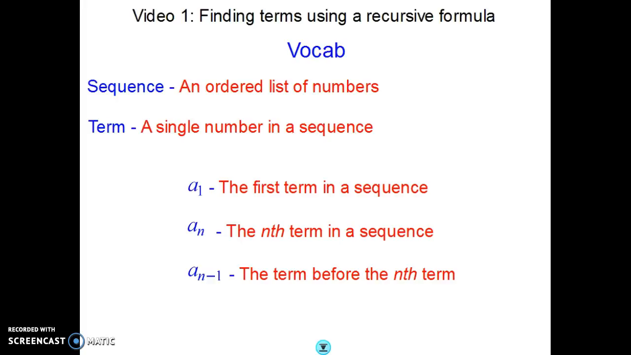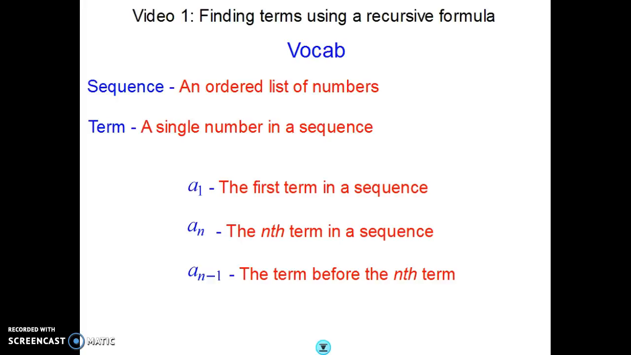Now, before we get into too many details, we do want some general vocab that will help us talk about things here. The first one is going to define what a sequence actually is. A sequence is just an ordered list of numbers, like 2, 4, 6, 8, 10. That's an example of a sequence. Sequences are made up of things called terms. A term is just a single number in a sequence.